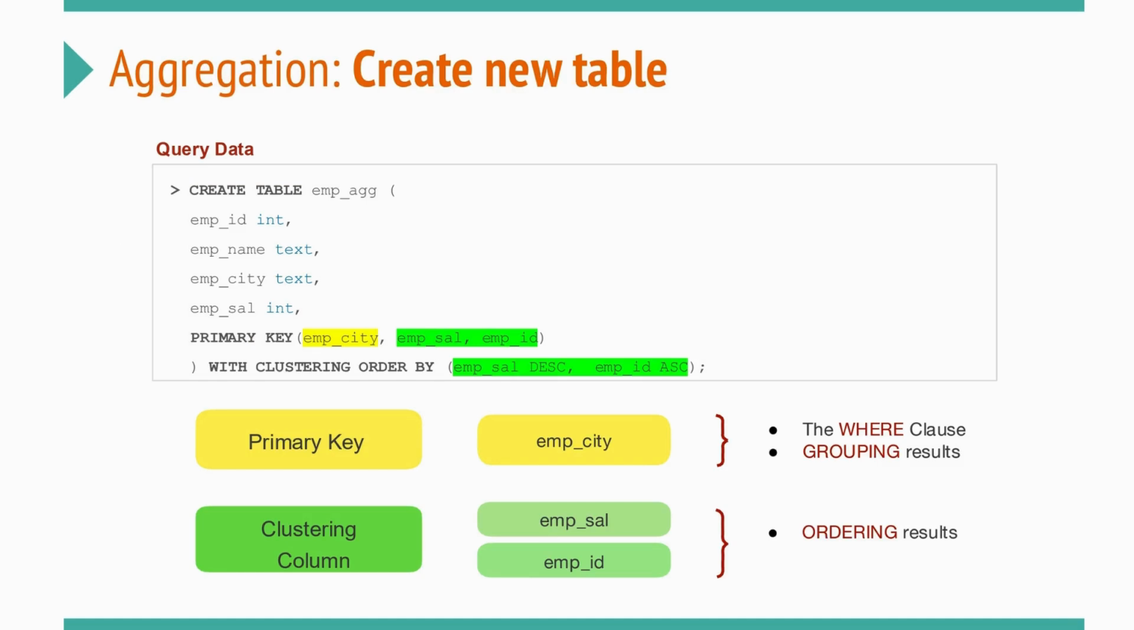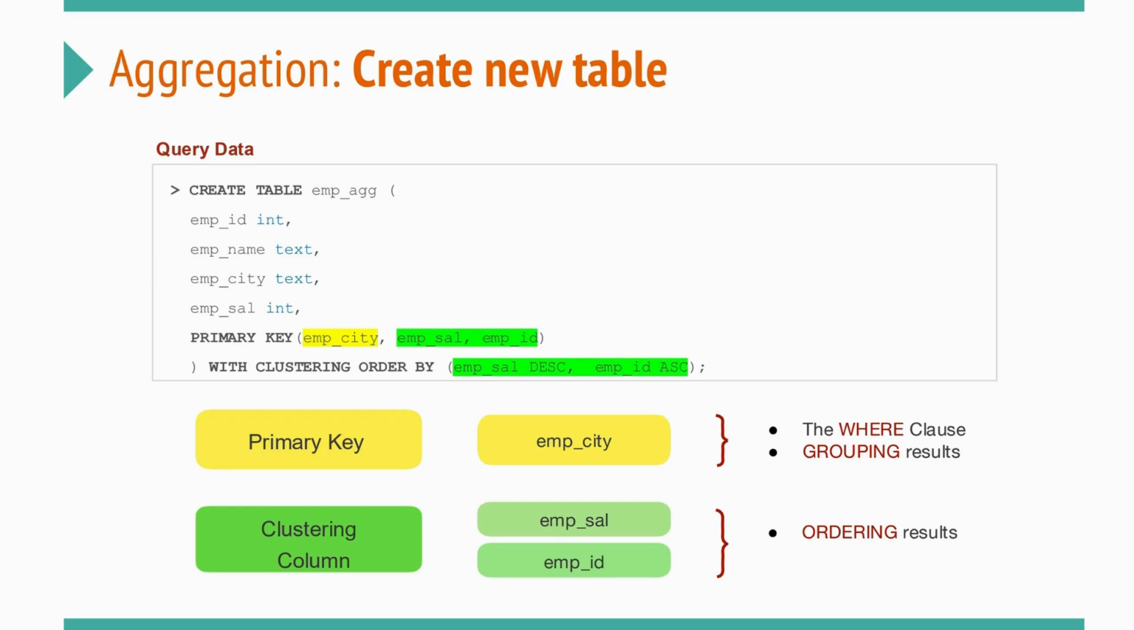To perform aggregations effectively, we need to design our table with aggregation in mind. Here, we've created a new table, emp_ag. Look at the primary key. Primary key with emp_city, emp_sal, and emp_id. The partition key is emp_city. This means all employees from the same city will be stored together. This is our grouping key.